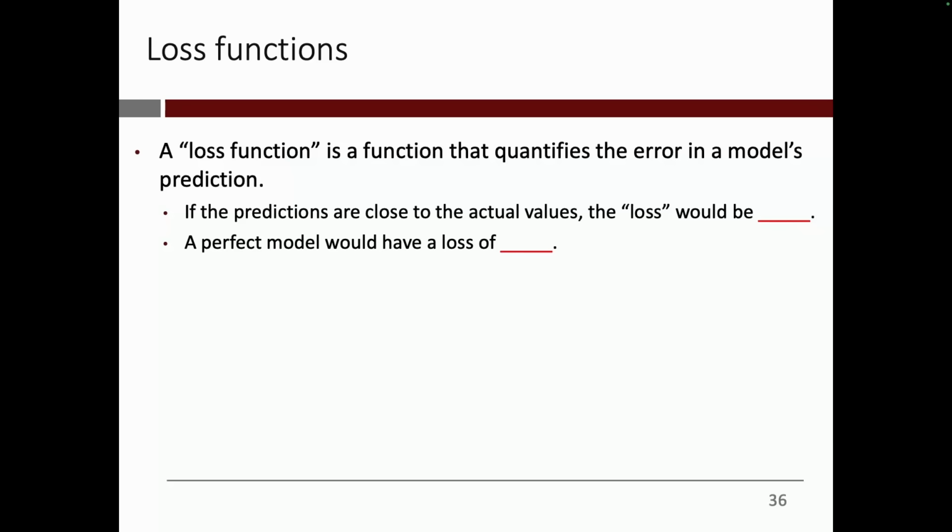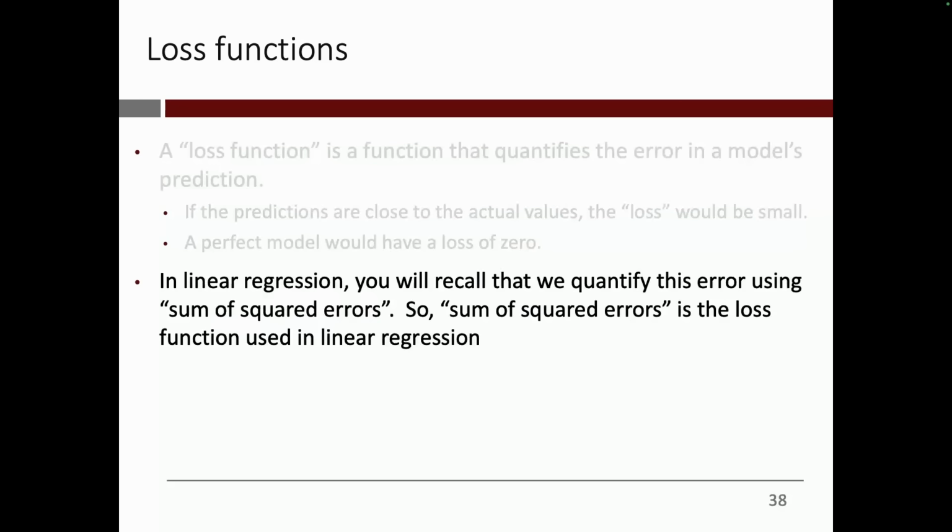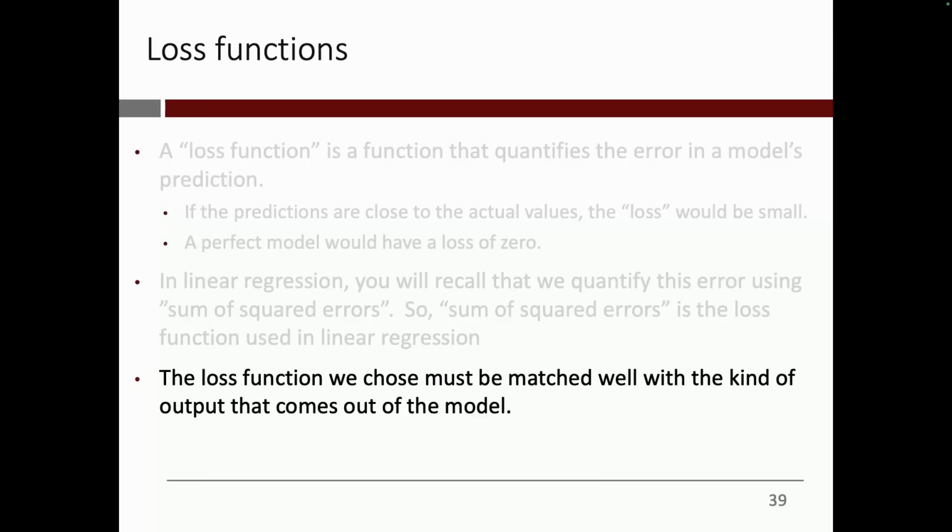A loss function is a function that quantifies this discrepancy. Let's say the predictions are really close to the actual values. The loss would be close to 0, very small. And if you have a perfect model, a perfect crystal ball, the loss would be exactly 0. In linear regression, the loss function we use is called sum of squared errors. We didn't call it a loss function because we weren't doing deep learning, but that's basically what it is. The loss function we use must be matched properly with the kind of output we have.